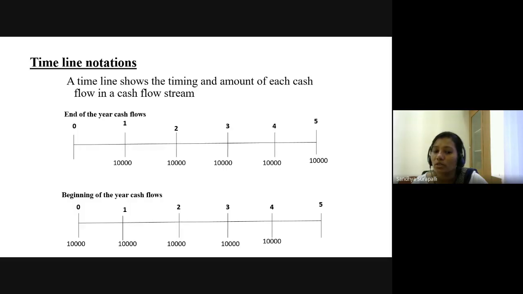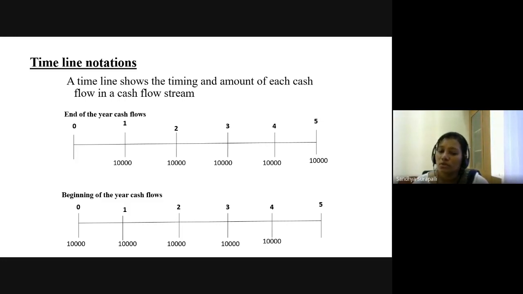I am going to find out the present value of 5 cash flows. Whereas in the beginning of the year, if it is annuity due, I will find out the present value of only 4 cash flows. That is the meaning. Leaving the last year. You have to leave the last year here.